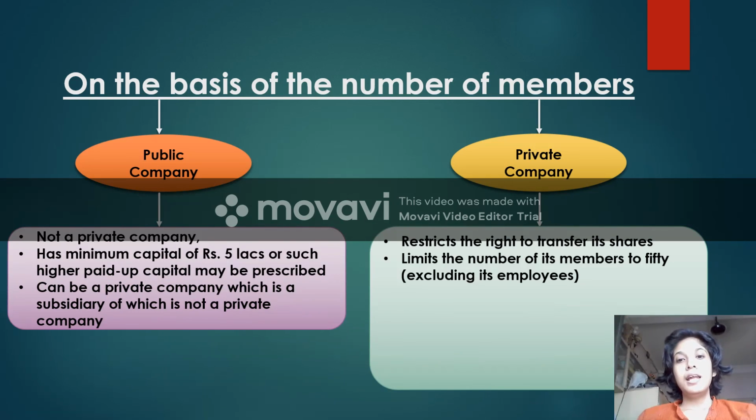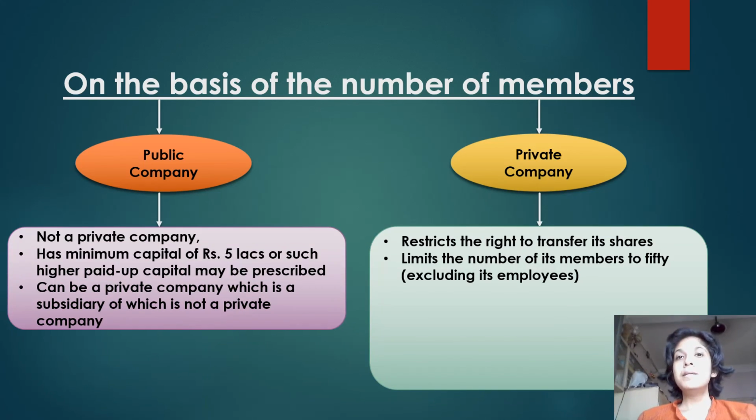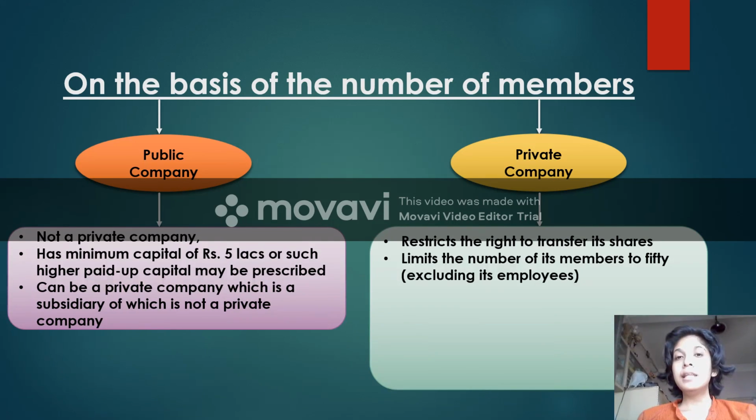Okay? Next is that it limits the number of members to 50. Okay, members means what? The owners of the company. Now the number of members should be maximum of 50. It should not be more than that. But for public company, there is no limit.